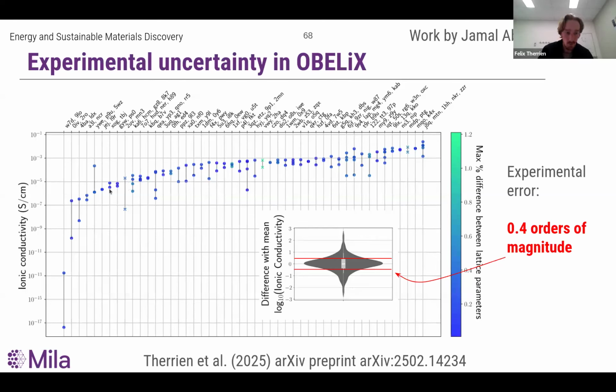You can see the spread between each of these data points, which are supposed to be exactly the same material. And here, this is showing the spread with respect to the mean of each of these little groups. With that, we can measure some sort of spread, and we get to about 0.4 orders of magnitude, which gives us an idea of the experimental error on measuring ionic conductivity. So 0.4 in log space, 0.4 orders of magnitude. That's already quite large, but this is kind of the best we could ever do.